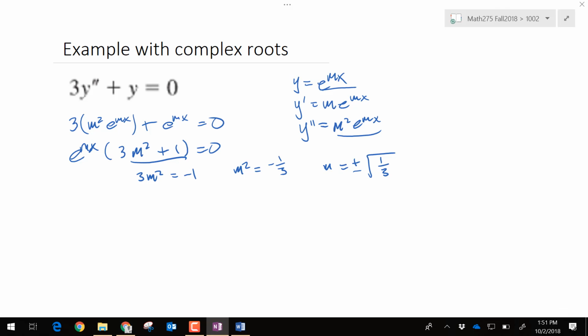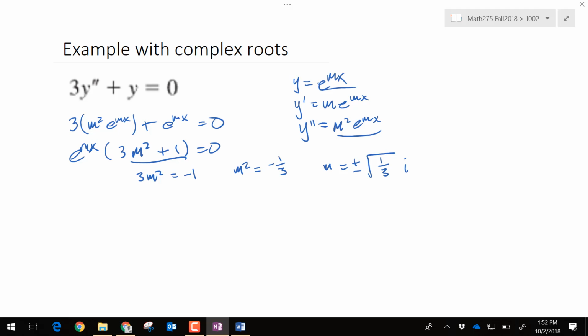But in any case, there's an i in here because of the -1/3. So we have a set of complex conjugates. If you want to match it up with the formula that we had on the previous page, alpha is equal to 0 in this case, and beta is equal to 1 over √3. So those are our alphas and betas.